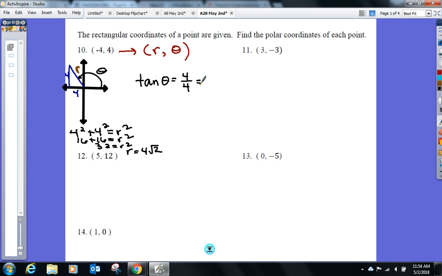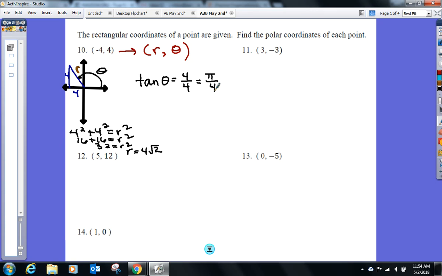Grab a calculator if you need it. Inverse tangent, and you end up with 45 degrees, right? But again, theta's got to be in radians. What's 45 in radians? Pi over 3 is 60. Pi over 6 is 30. 45 is pi over 4.